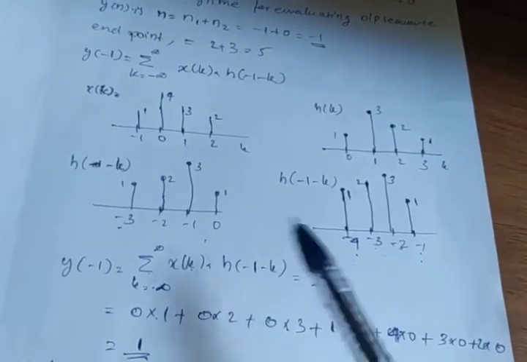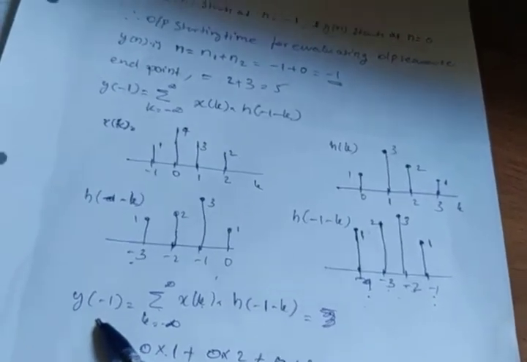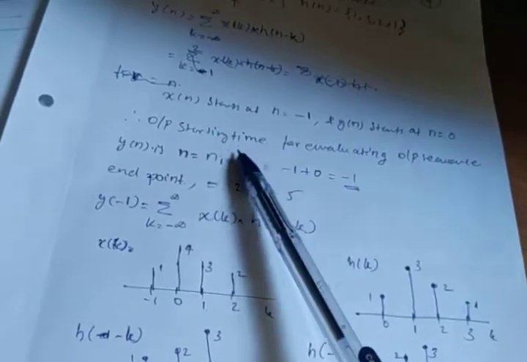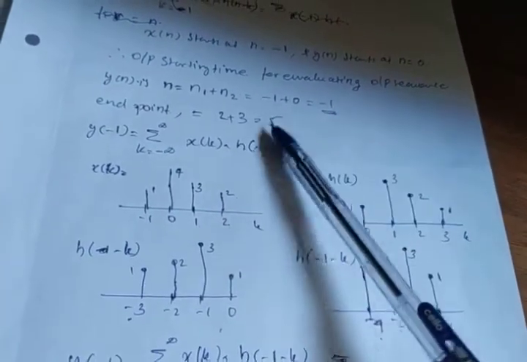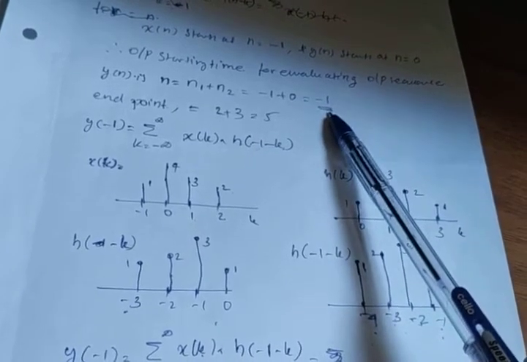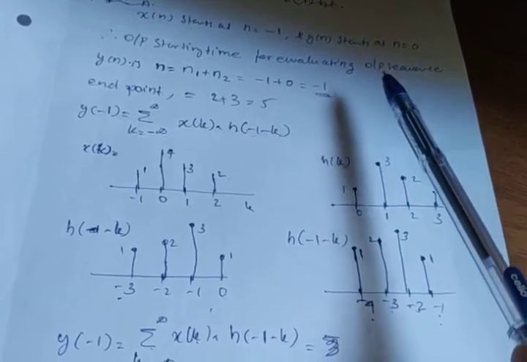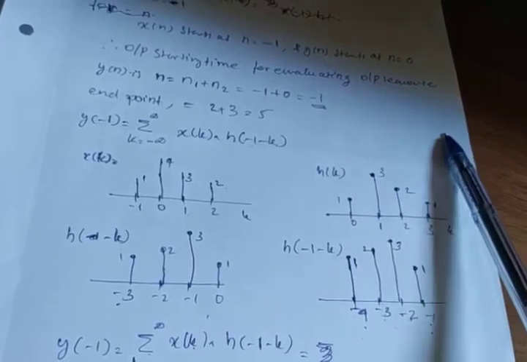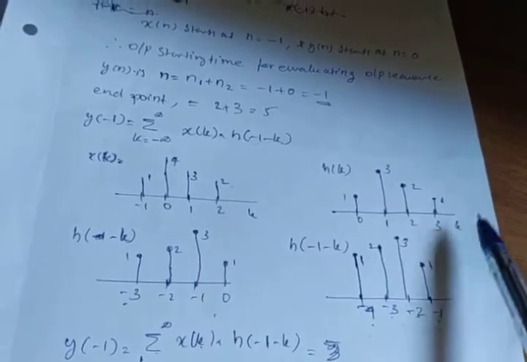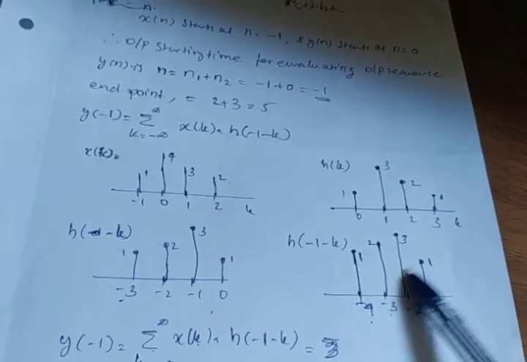Similarly, you have to find out all the values. Now first you find out y of minus 1. Why? Because the y sequence ranges from -1 to 5 now. So -1 you found out. Now we have to find out the value of y of 0, y of 1, y of 2, y of 3, y of 4, y of 5. For all those sequence you have to follow these steps.